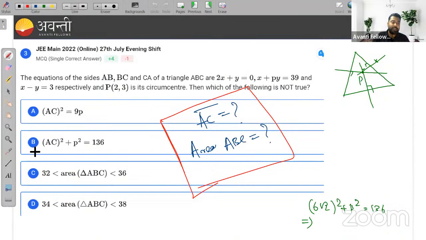The second option is actually correct. But the area we are getting is 32.4. Yes, the area is lying between 32 to 36, but it's a huge gap. So we should not consider this, because we are accurately getting AC square plus P square as 136. So option B is your correct answer.